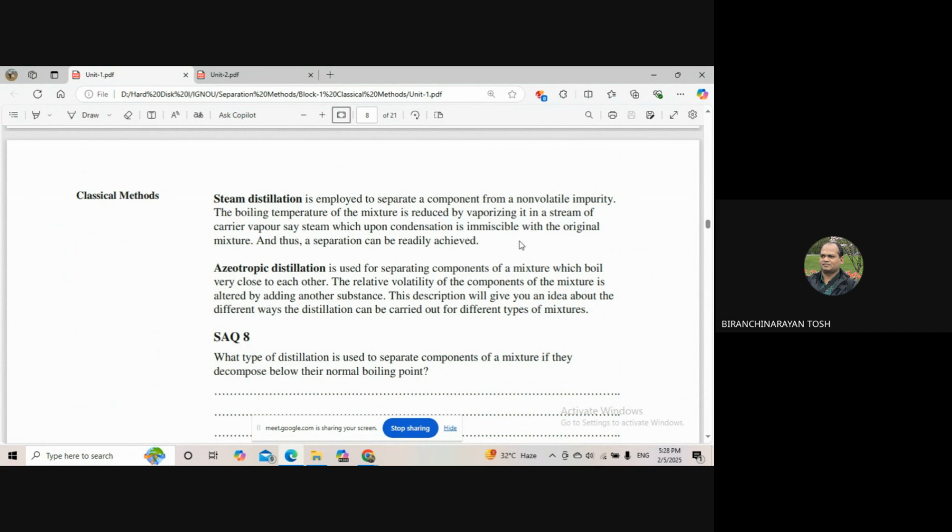In steam distillation, what do you think it is generally used for? Separation of essential oils. Essential oils are soluble in steam at higher temperature. That means they can vaporize along with steam, and it will come out of the distillation container. When it cools down, the steam will condense to water, and the essential oil will form an oil layer. So you will get water and oil, two different layers. Then you can separate them.